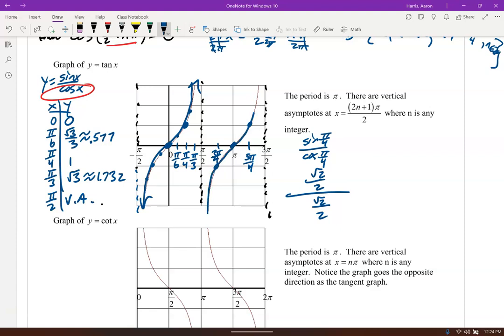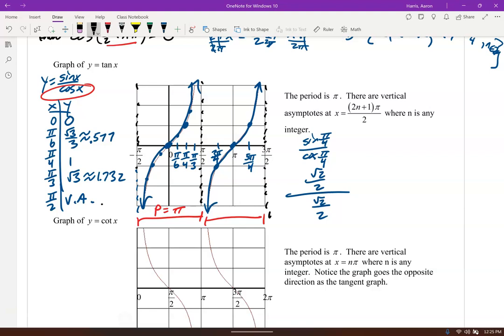Anyways, graph, and you start seeing this tangent function, and the period of the tangent is only pi. It only takes pi distance to repeat. See how it repeats again there? Same thing, and it's increasing. Okay, so that's the tangent function.